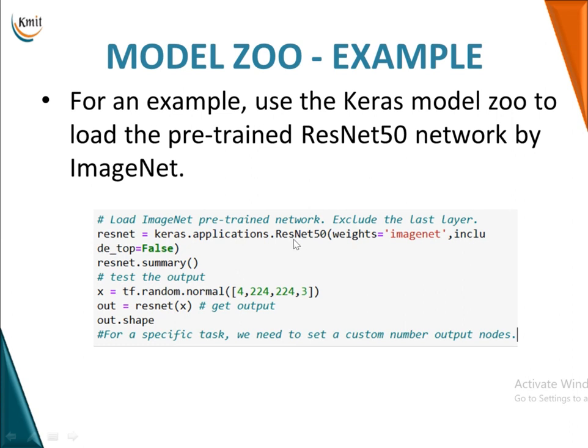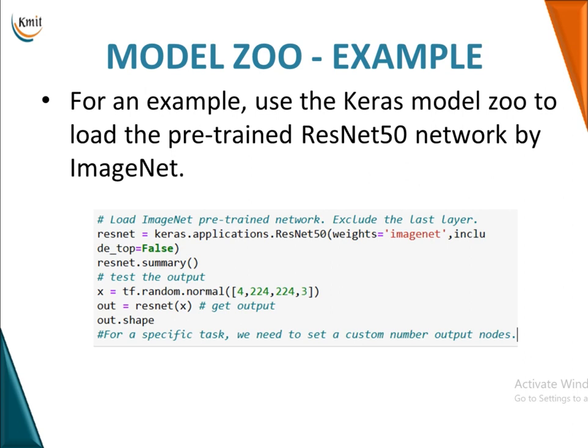You can see here we are loading the pre-trained ResNet50 network with ImageNet weights, and then you do not want your last layer. That's why include_top is false. So with a little customized single line of code you are good to go with any pre-trained network, and you just get the summary. You can also define the output. Here I have used a random normal input to test the output, but for a specific task you have to set a custom number of output nodes like 100, 10, whatever. In the attached PDF I have given you a sample code wherein you are setting 100 output nodes. So just go through that to get an idea of how you can work with certain pre-trained networks.